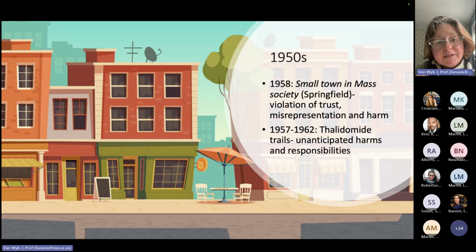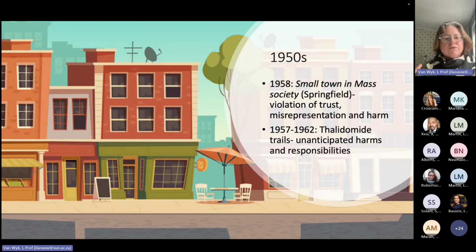But science and research moved at such a pace that the Convention of Human Rights actually didn't quite cover these new changes. To give you one example, in 1958, what seemed to be quite a simple little study on a small town, called Springfield in the study, seemed to be quite low risk. But the two researchers were accused of violating the town's trust, of misrepresenting the people in the town, and by doing so, causing harm. And the townspeople then suggested that this harm was unethical.